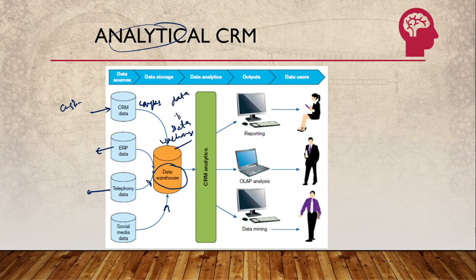On this data, if you are able to run the CRM analytics with the help of software, there can be three outputs which are normally used. One is standard reporting, another is OLAP analysis, and the third method is data mining. With the help of these three, we'll come to know more about the customer. So this is how the entire analytical CRM process works. First we get the data from different sources, then it is stored in a data warehouse, then we run the analytics, and on processing we get this information as actionable data. We'll see how it happens.